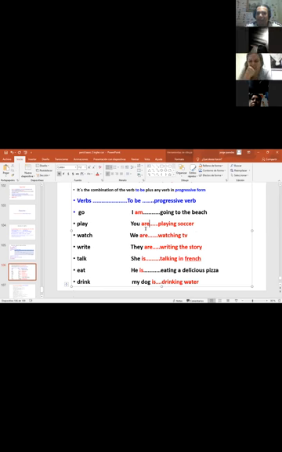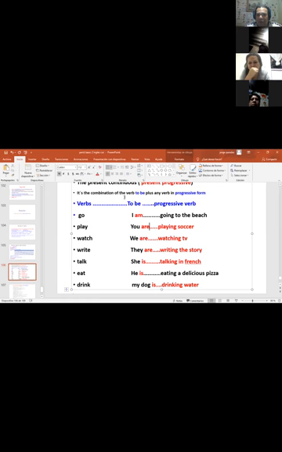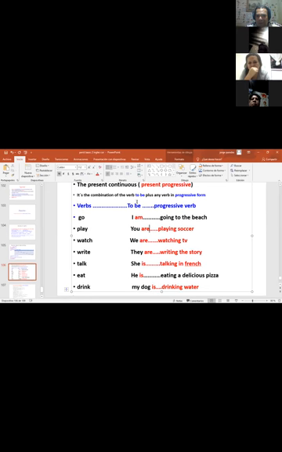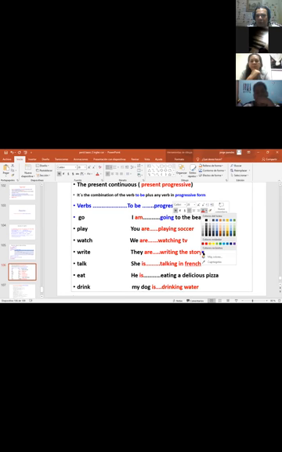So, it's very important that you really understand this, the combination. Como dice aquí, la combinación del verbo to be, aquí está, verbo to be, el I'm, are y el is, más el progresivo de cualquier verbo. ¿Cuál es el progresivo? Lo vamos a poner en azul. ¿Ok? ¿Cuál es? ING. Correcto. Los que llevan ING. Going. Playing. Watching. ¿Ok?